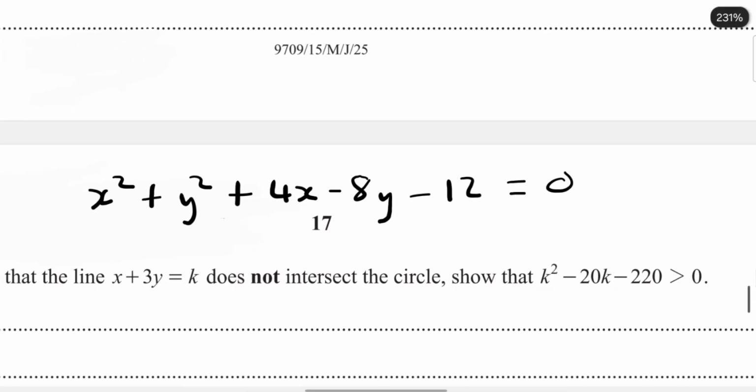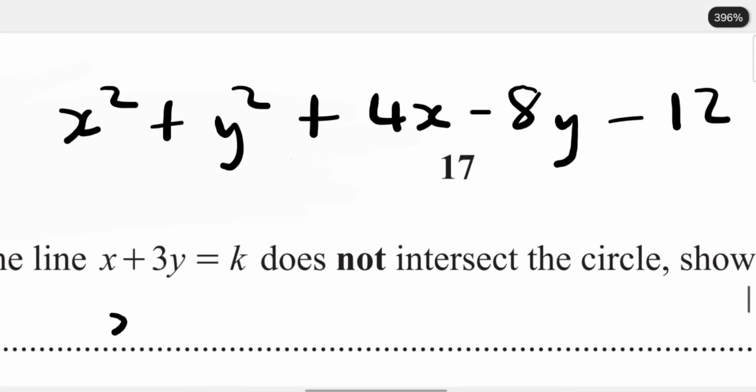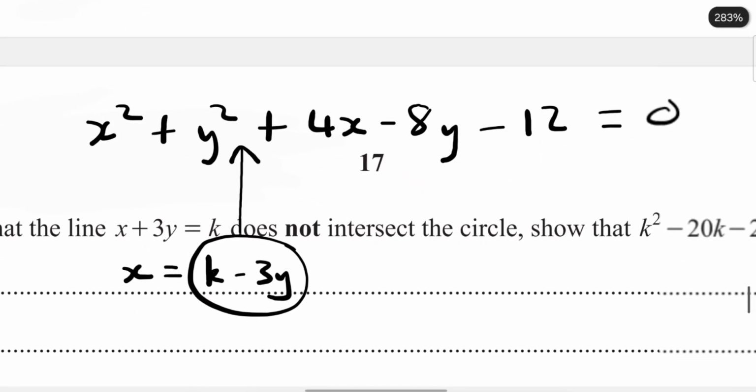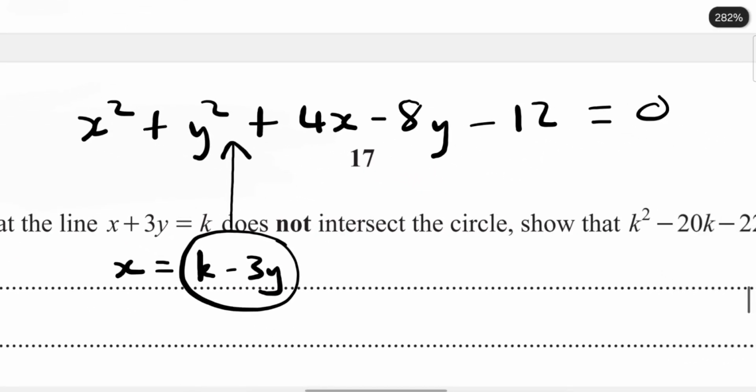So for us to be able to show that the line does not intersect the circle, we're first going to make x the subject here, which x will be equal to k minus 3y. Then we're going to substitute this for x in here, so that we'll be left with an equation in y. Then with that equation in y, we're going to say the discriminant b squared minus 4ac is less than 0, right?